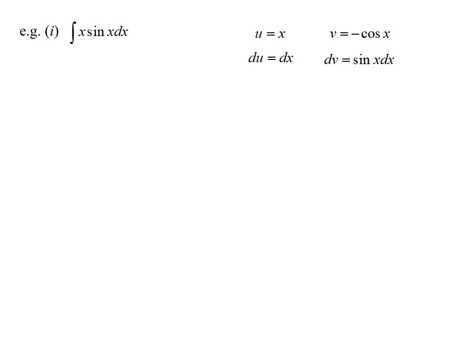Now the setting out of this, I always keep it this way. First line is my function, the second line is my derivative. There is a reason for that, right? Because we go uv, so across there, uv minus the integral of v du. So minus the integral of minus cos x dx. I get plus the integral of cos x. And then I can integrate that because cos x is a nice simple integral.